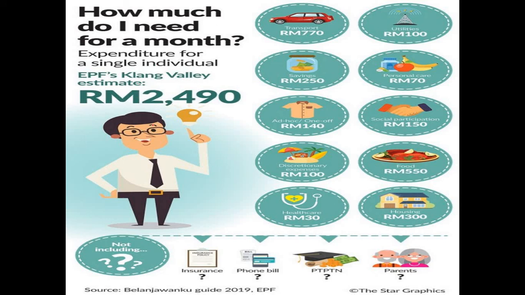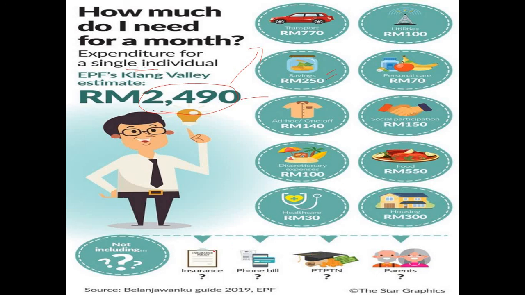What is being illustrated is, I give you an example here, because most of you are single. This is an estimation of how much a single individual needs if he lives in Klang Valley. The estimation in 2019 is you need an income of at least 2,490 ringgit Malaysia, and this is basically the spending: transport, utilities, and luckily you have savings, and all those things.